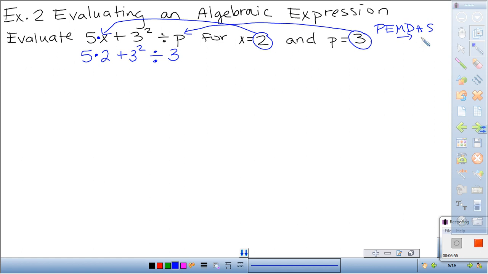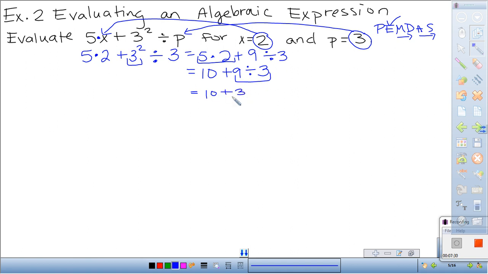Again, remember, multiplication, division, and addition, subtraction are worked left to right. So I'll start with no parentheses or grouping symbols, so exponents. 3 squared just means 3 times 3, which is 9, divided by 3. And then, since we're done with exponents, we'll move on to multiplication, division. We work those left to right, so multiplication is first. 5 times 2 is 10, plus 9, divided by 3. And we always have to multiply and divide before we add or subtract. So 9 divided by 3 is 3, and 10 plus 3 is 13.